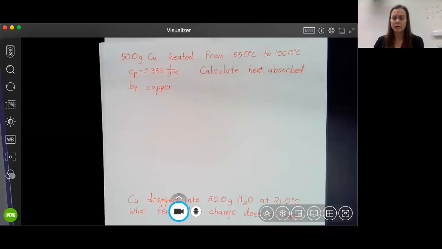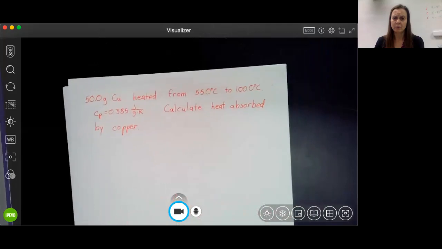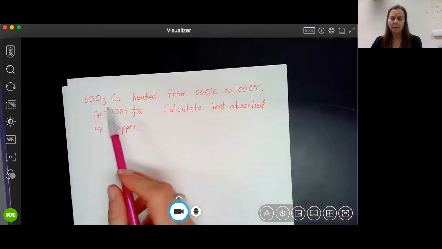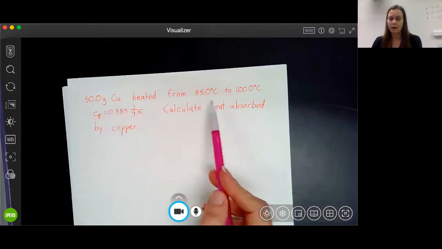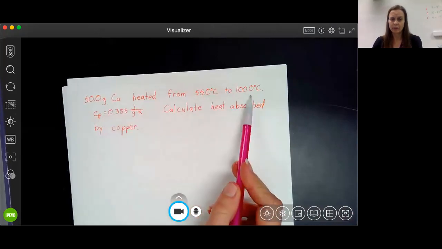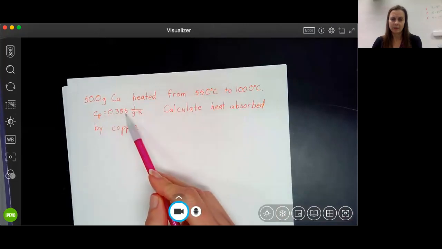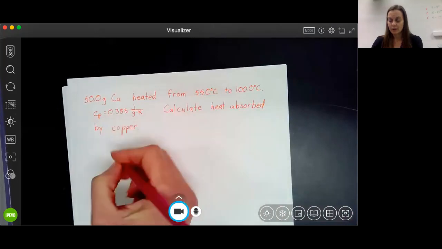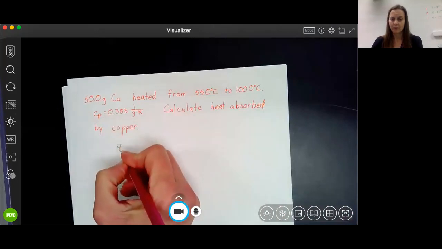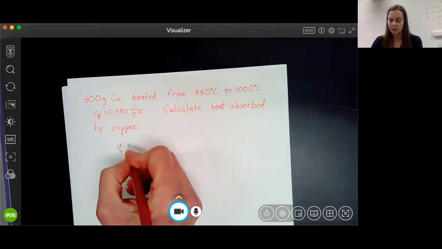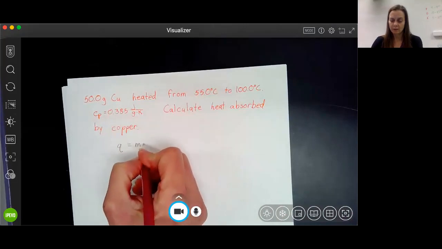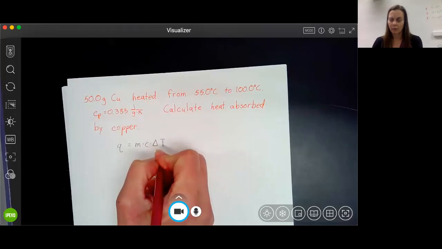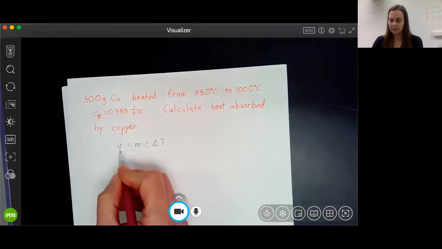Okay, so when we go to solve a heat problem or a calorimetry problem, we're going to use that equation. We're given a mass, an initial temperature and a final temperature, and a specific heat. And we're asked to find the heat that's absorbed by copper. Anytime we're asked to find heat, we know we're looking for Q, and we're going to use the equation Q equals M times C times delta T. Q is what we're looking to find.